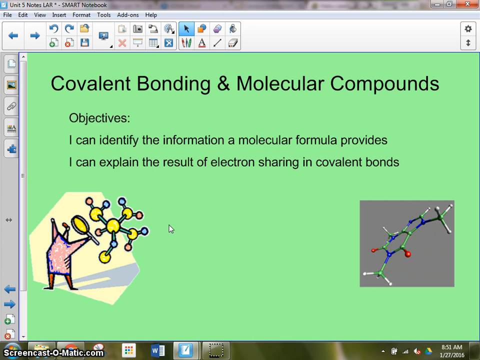Today for our objectives, we want to identify the information a molecular formula provides, and you will be able to explain how electron sharing is involved in creating covalent bonds. The information in this video will help you fill in the front page of the note sheet that you received for homework today.